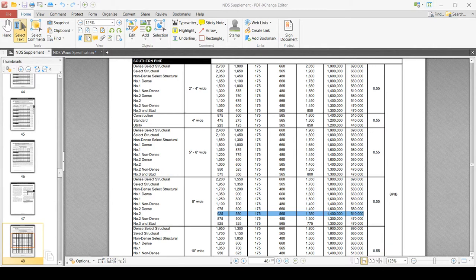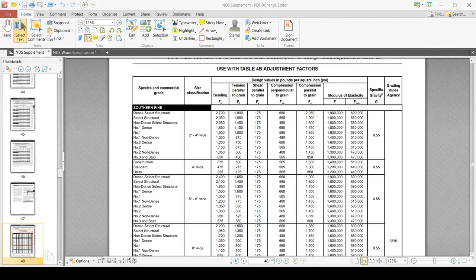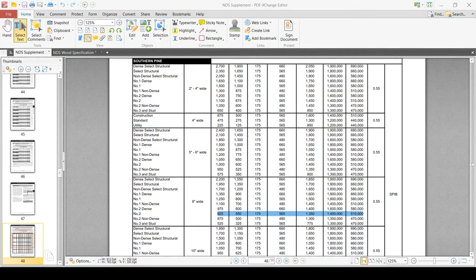550 psi, and you may note here that there is tension parallel to grain, but there's not any tension perpendicular to the grain. And if you remember back to our previous discussions of wood strength versus direction, we assume that wood has zero strength in tension perpendicular to grain, because when you're pulling with the grain or parallel to the grain, you're pulling on individual straws or fibers of the wood. When you're pulling perpendicular to grain, you're trying to separate those straws or fibers from each other.